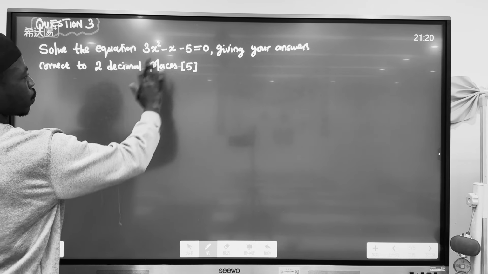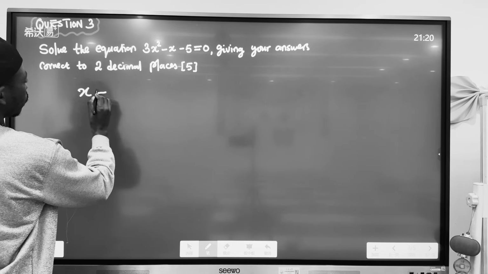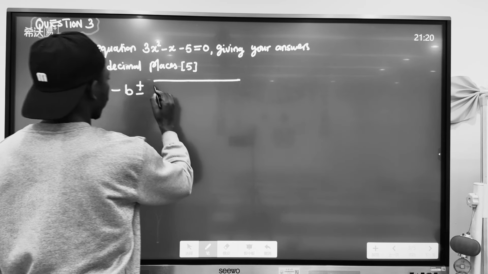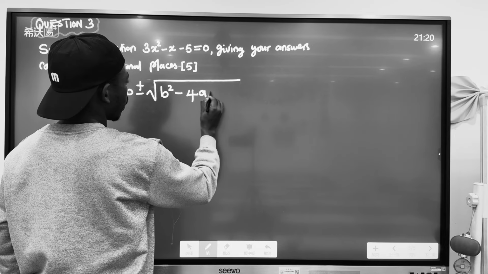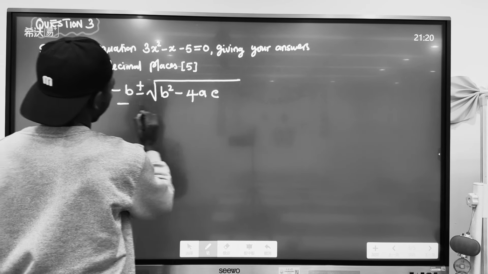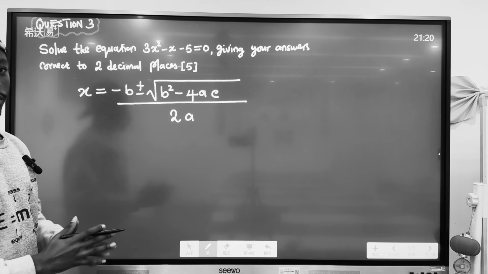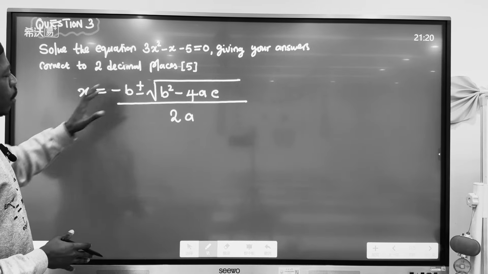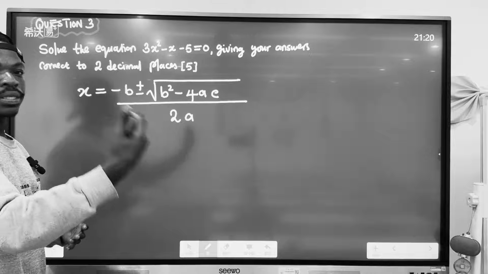To find the solutions here, we want to find the values of x. So we shall say x is equal to negative b plus or minus the square root of b squared minus 4ac, everything divided by 2a. This is the quadratic formula, or the Barth formula as other students call it. So all you need to do here is identify a, b, and c, okay?